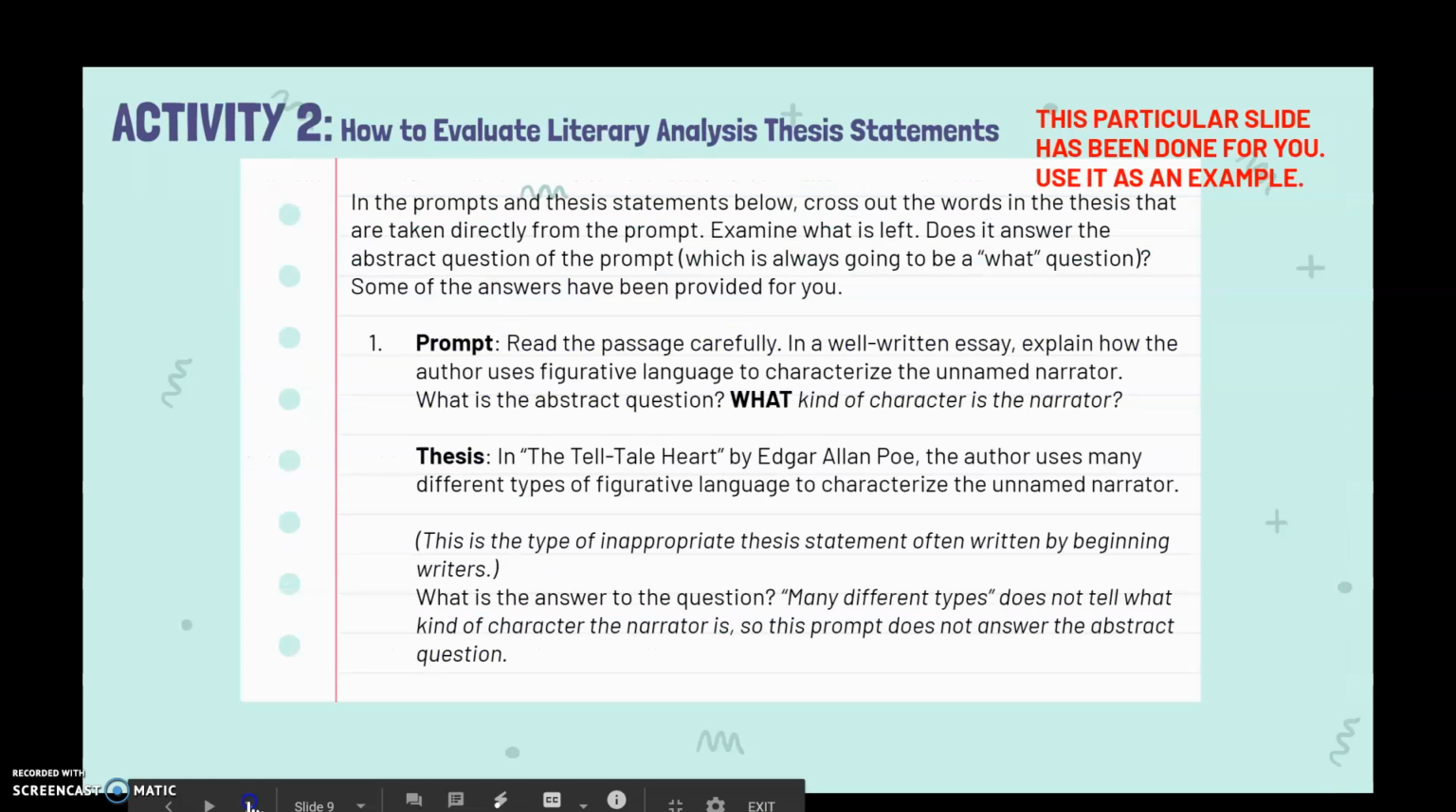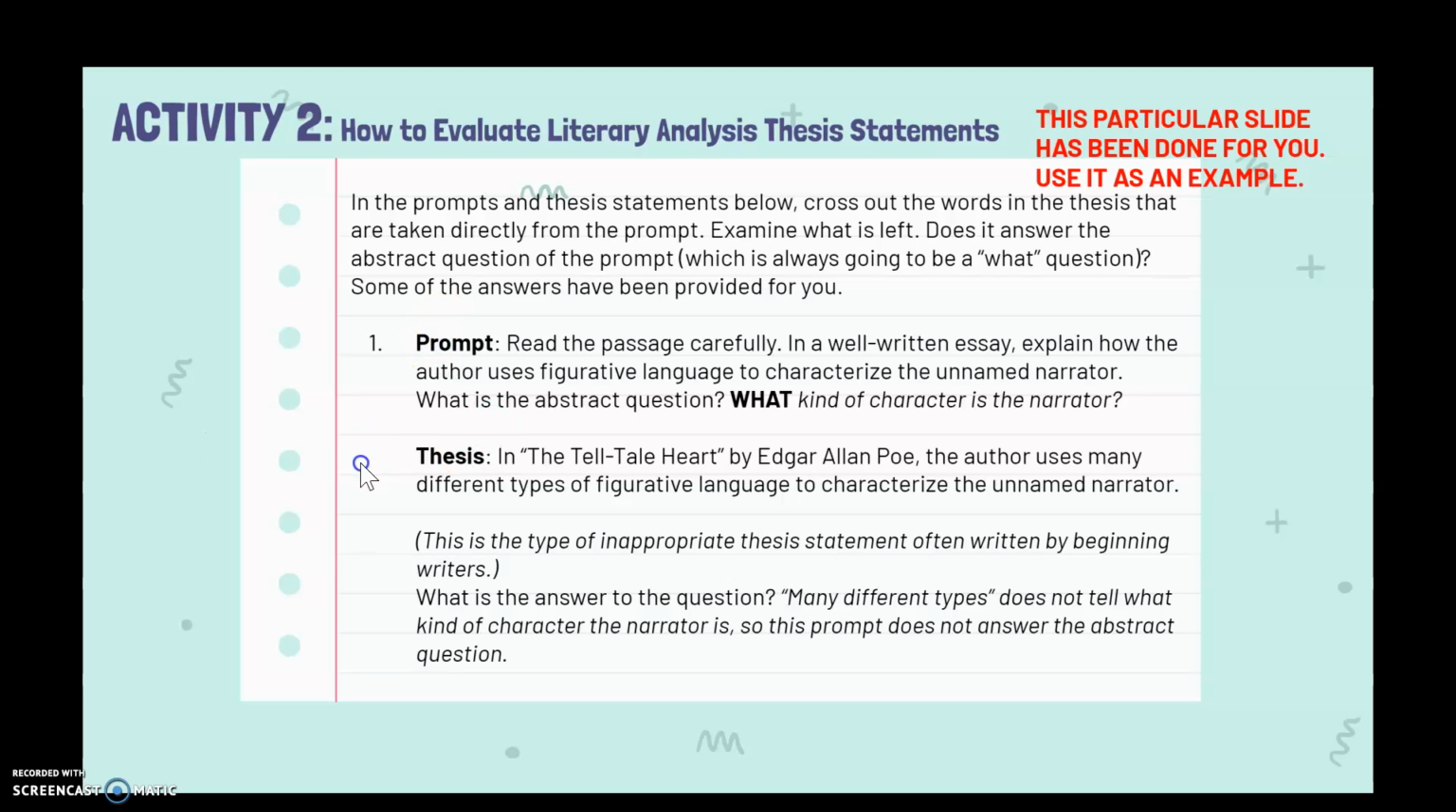Okay, so this is activity 2, and I do want to point out this slide right here has already been done for you. This is just an example slide. So activity 2, how to evaluate a literary analysis thesis statement. In the prompts and thesis statement below, cross out the words in the thesis that are taken directly from the prompt. And then I want you to examine what's left. Does it answer the abstract question of the prompt, which is always going to be a what question? Some of the answers have been provided for you.